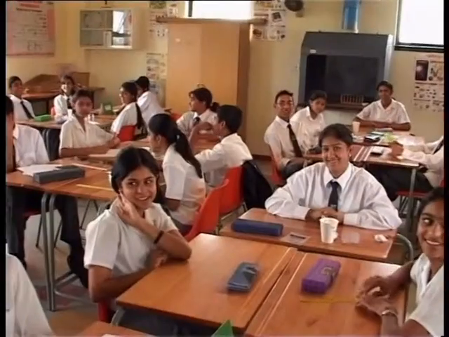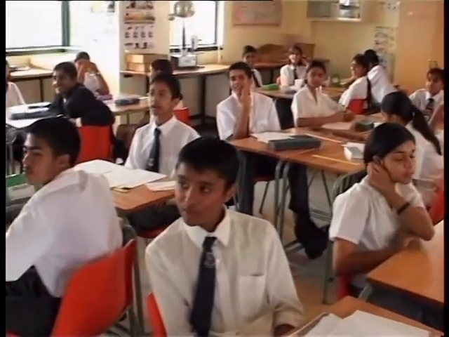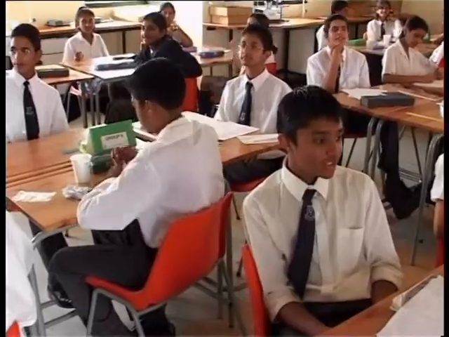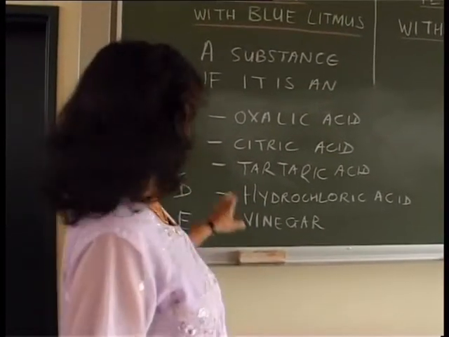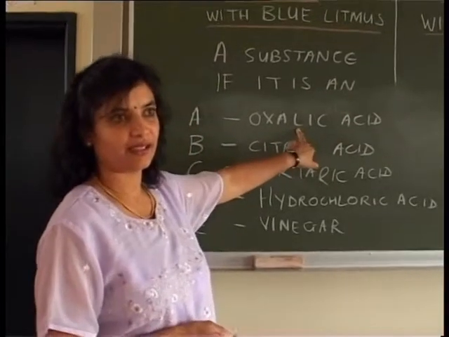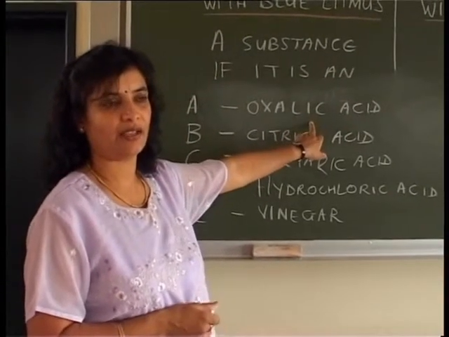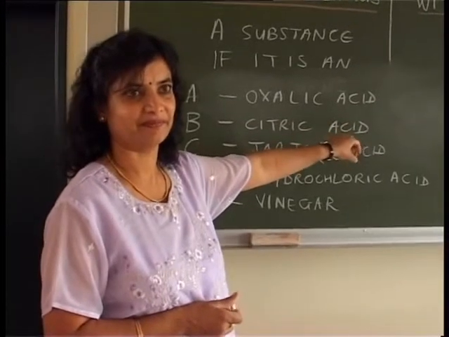In conclusion, the teacher reveals the identities of the substances tested. The substances you have tested are all called acids. These are oxalic acid, citric acid, tartaric acid as the solids, and hydrochloric acid and vinegar as the aqueous solutions.